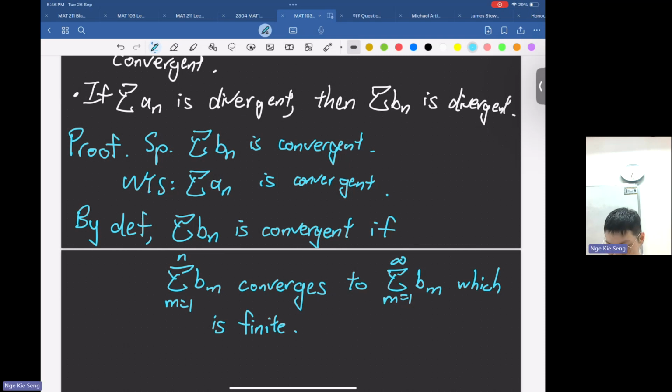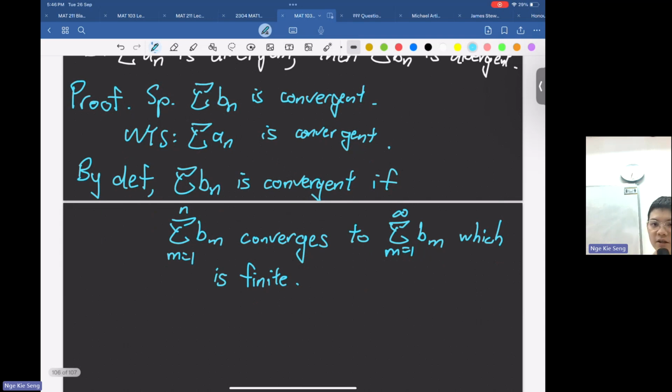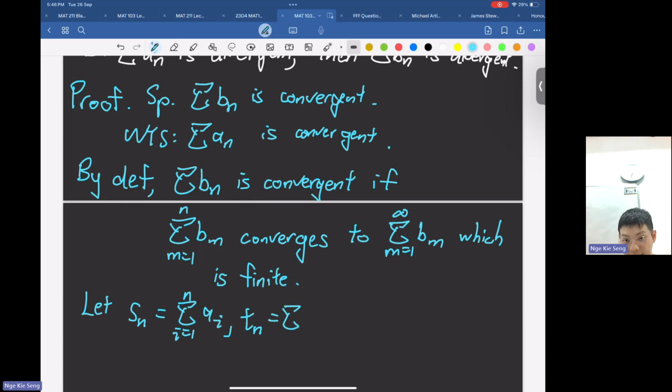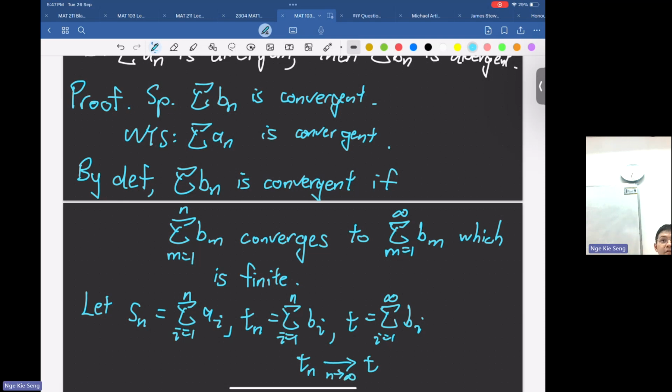So what do we have now? You want to show an also converges, so you need to check the n-th partial sum as well. Let's set some terms. We have the n-th partial sum of ai, and the n-th partial sum for bi, the series of bi, and then the actual sum. Because it converges, we know that Tn converges to T by assumption.